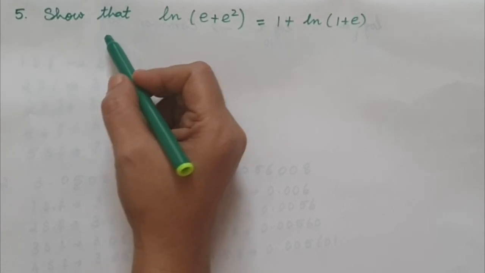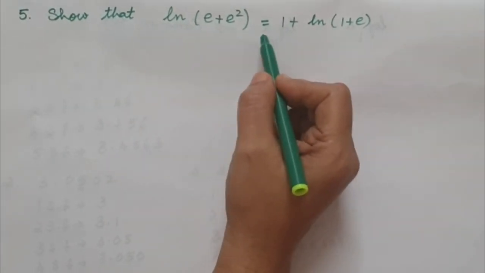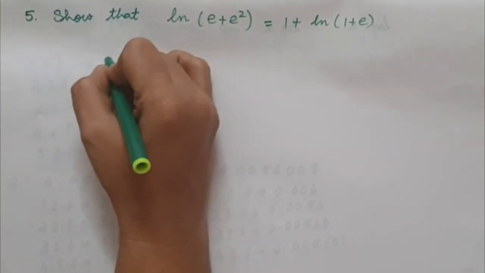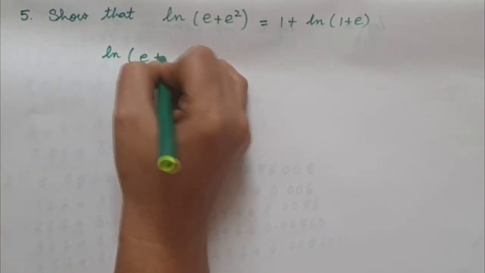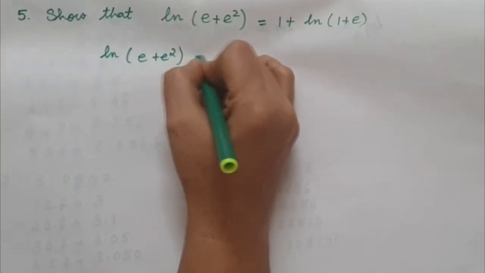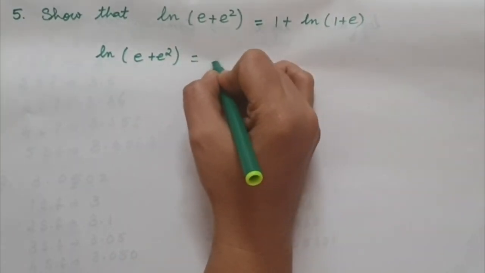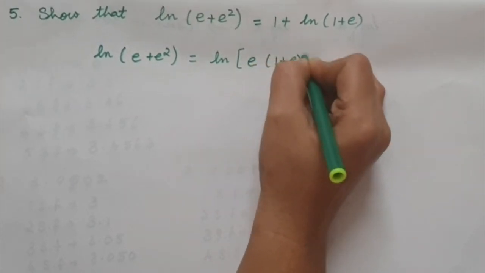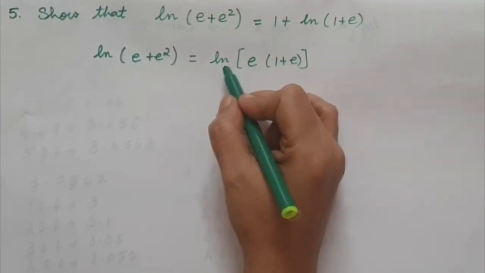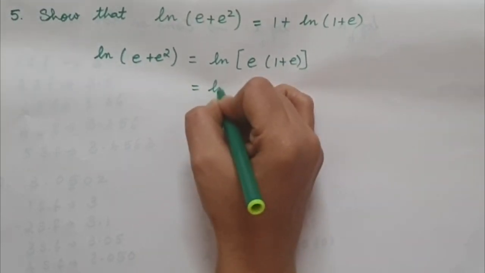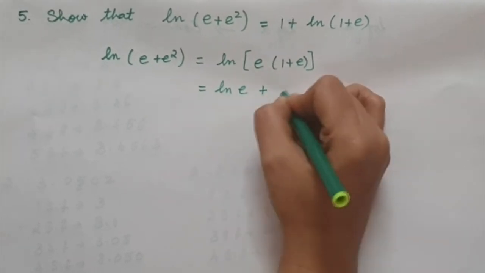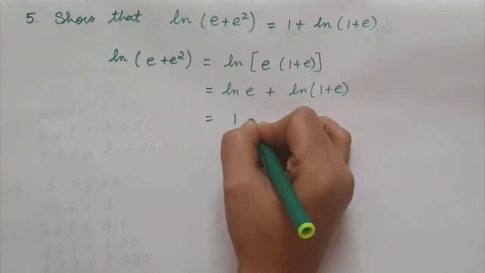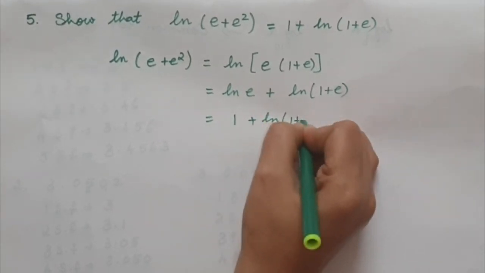Now the last question: show that ln of (e plus e squared) will be equal to 1 plus ln of (1 plus e). Now let us take the left side, that is ln of (e plus e squared). In these two, e is common, so take that e outside. So ln of e into (1 plus e). Now we can apply the product rule for the logarithm. So it will be ln e plus ln of (1 plus e). So ln e is 1, plus ln of (1 plus e).